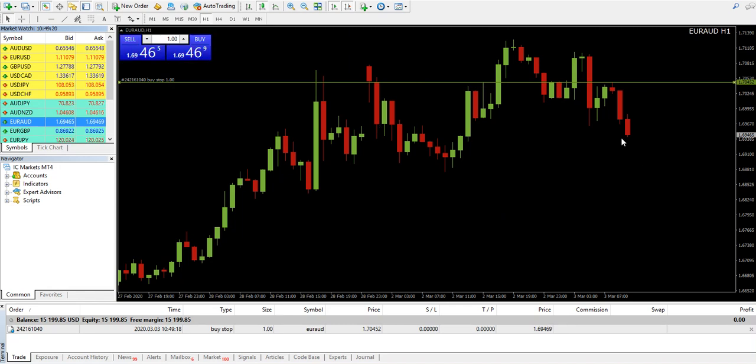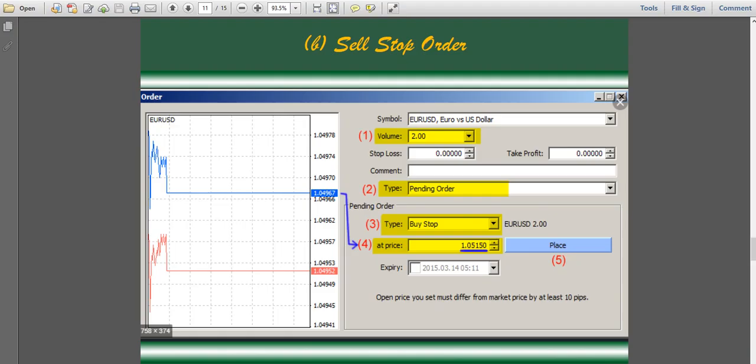All right, meaning even though price is here, you have instructed your broker or your software, whichever you look at it, that if price moves up and hits that price level, then you are ready for a buy to the upside. So guys, that is how you do buy stop and sell stop orders in the market.